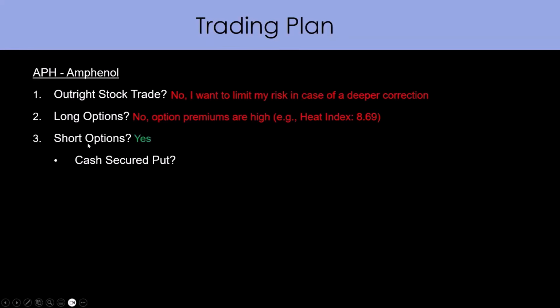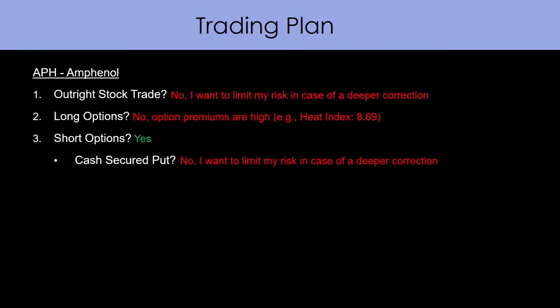In my case, I said no, not in this case, because I'm a bit wary of this. This might be a deeper correction. In this case, I don't want to be assigned. I don't want to be stuck in a losing put because the risk of selling a cash secured put is almost unlimited. So I'll show you the reward to risk or the P&L diagram in a second. So no, in case of a deeper correction, I don't want to get stuck with this trade.